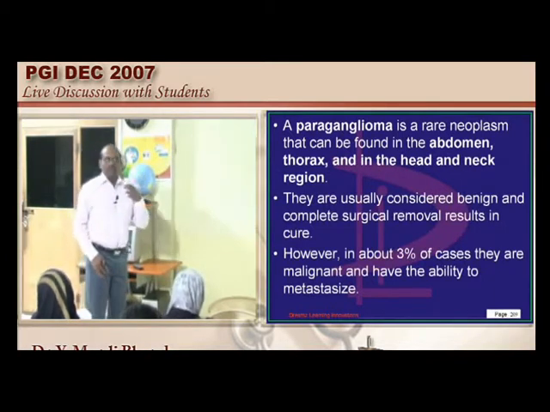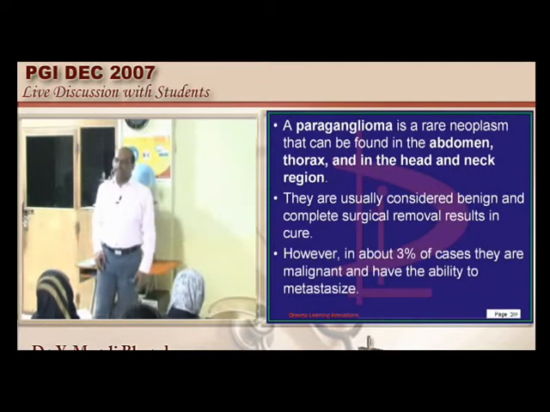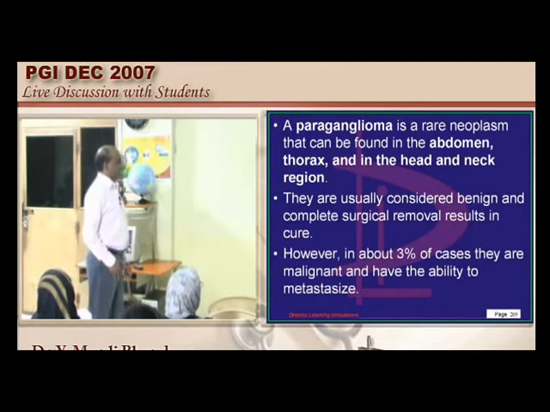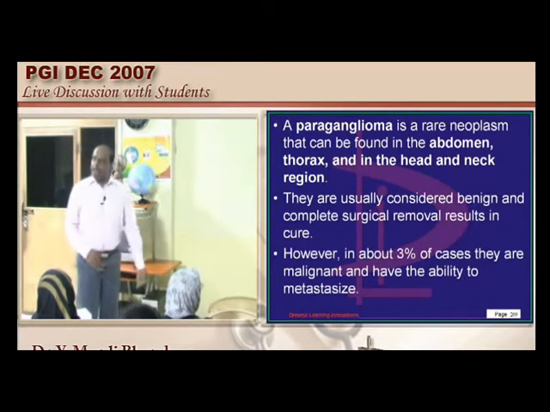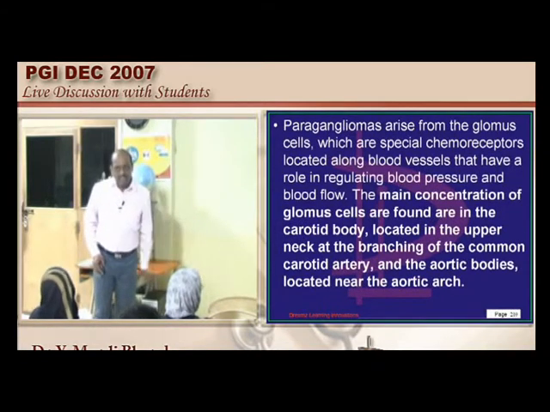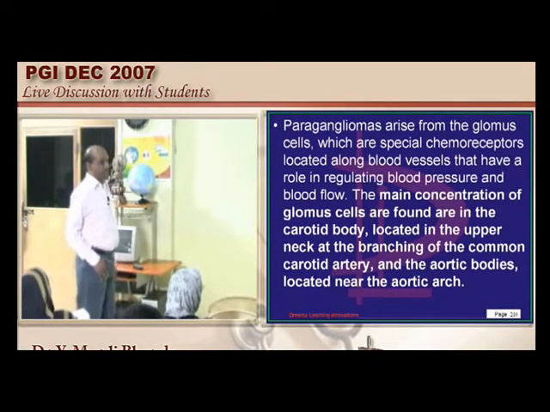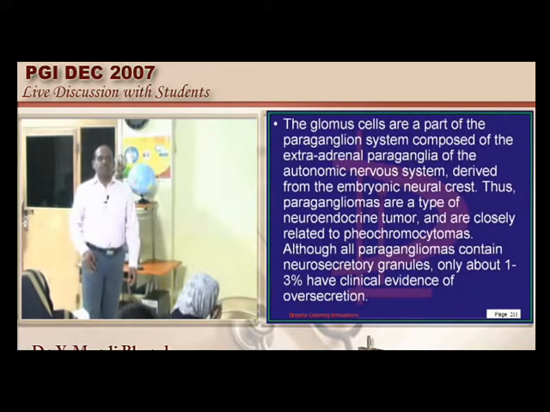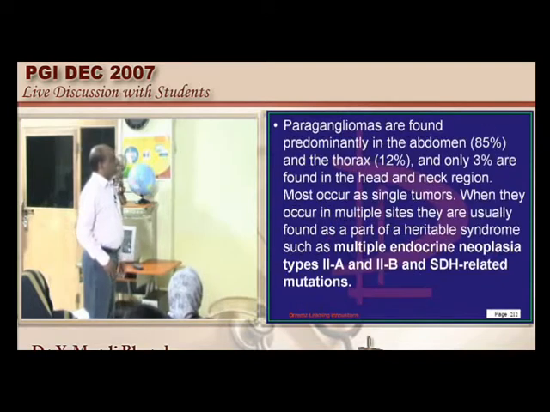And where do they originate from? Glomus cells are the cells from which these paragangliomas originate. And can they be a part of multiple endocrine neoplasia? Paragangliomas, very much, especially in type 2A and type 2B, and SDH gene mutations can also be associated with paraganglioma, which needs to be remembered.